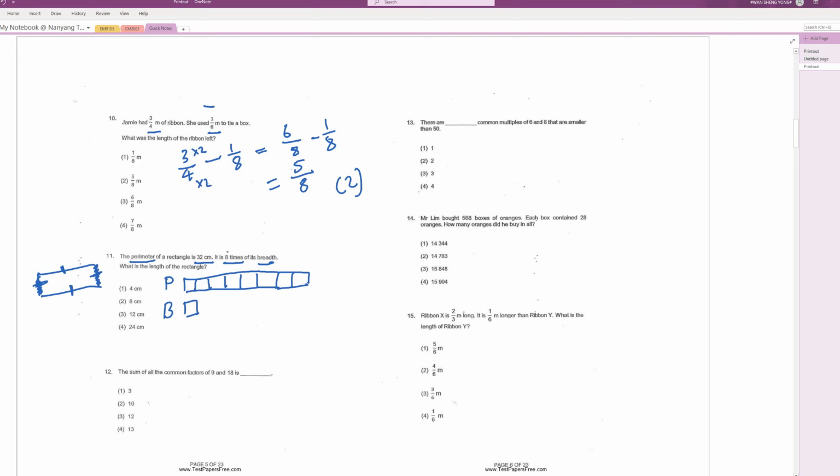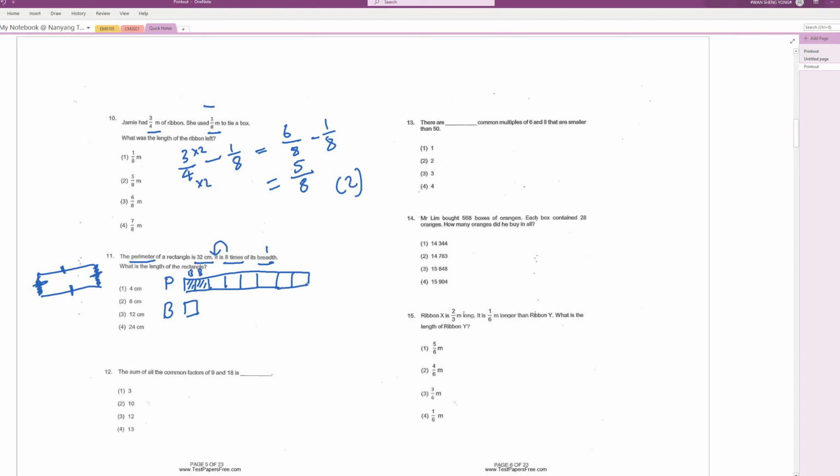How did I get this model? This 8 is talking about the perimeter. The perimeter is 8 times, so we draw 8 units, and the breadth is simply just 1. Now in the perimeter we have 2 lengths and 2 breadths, like what we have talked about. So this part here is breadth, and this part here is another breadth. So we have breadth.